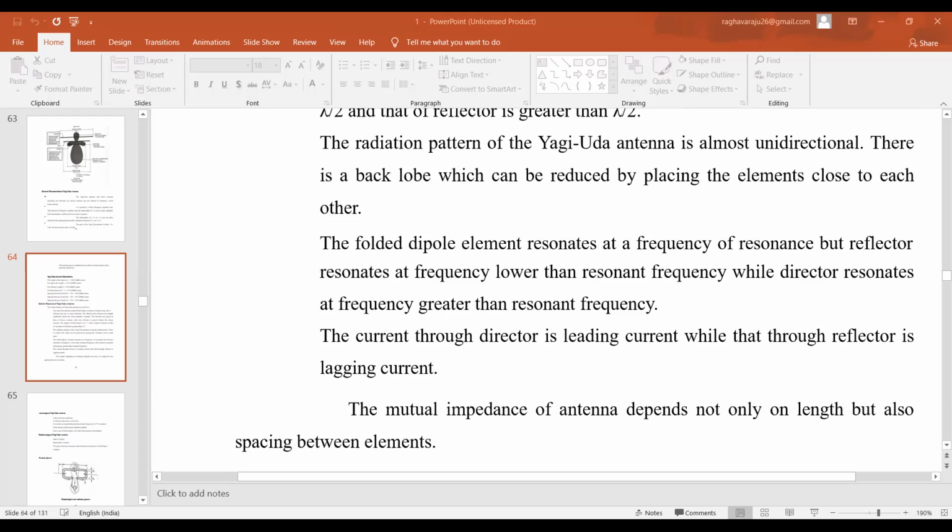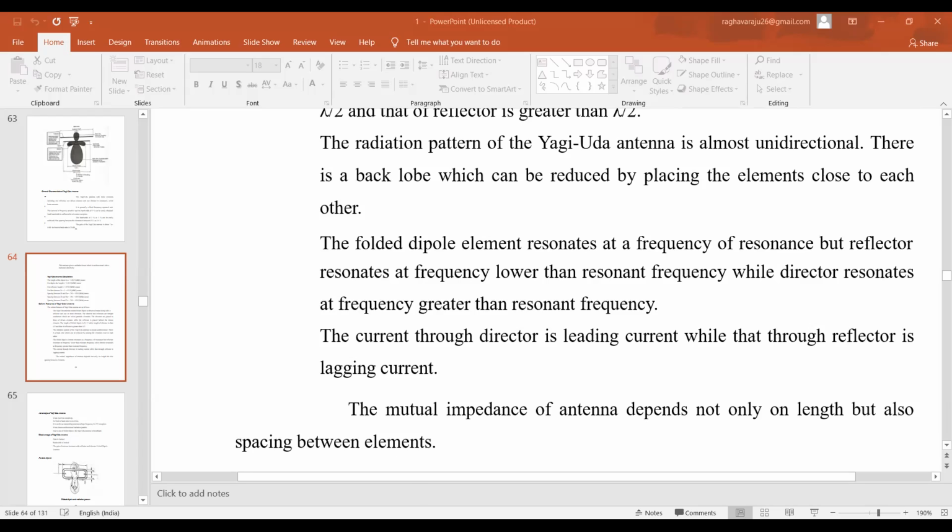So the radiation pattern of the folded dipole is mostly unidirectional. Therefore the back lobe can be reduced by placing the elements very close to each other. The folded dipole element resonates at a frequency of resonance, but the reflector resonance is greater than this resonant frequency.